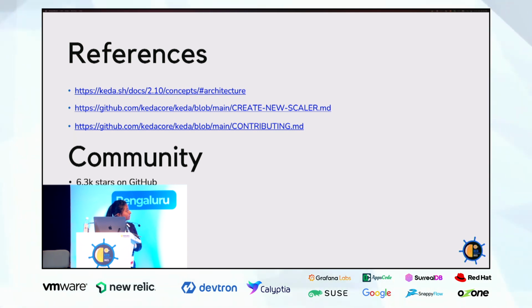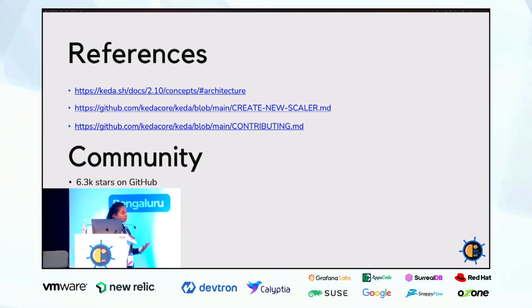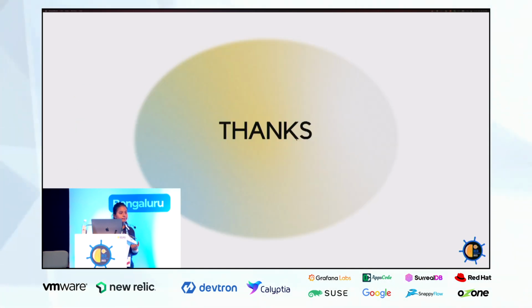You can always refer to the Keda docs in the references given. To know more about scaled jobs as well as scaled objects, you can always go to the Keda.sh docs to see the spec and all the details of the parameters. Yeah, and that's it from my side. If anyone has any questions, they can ask.